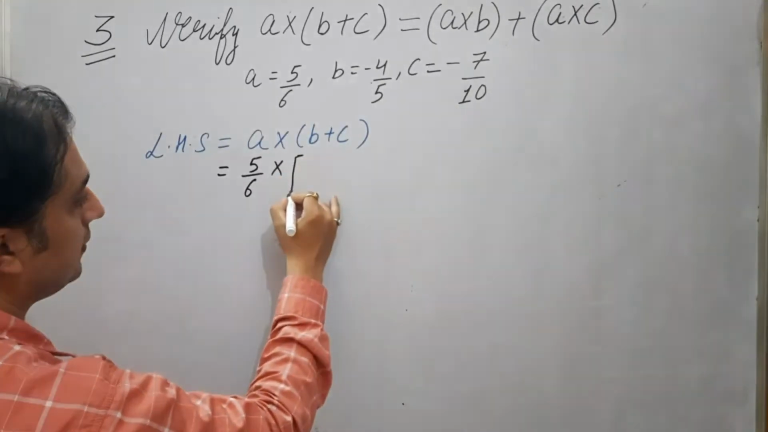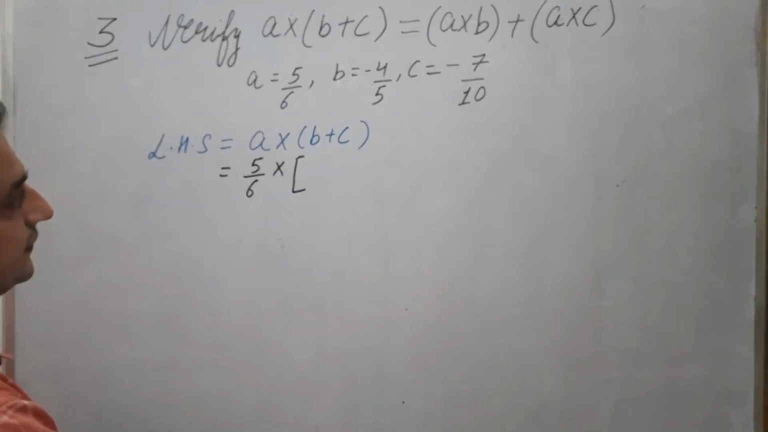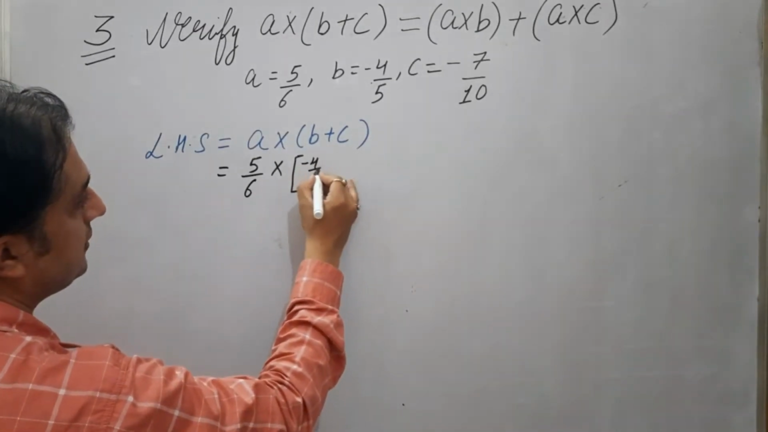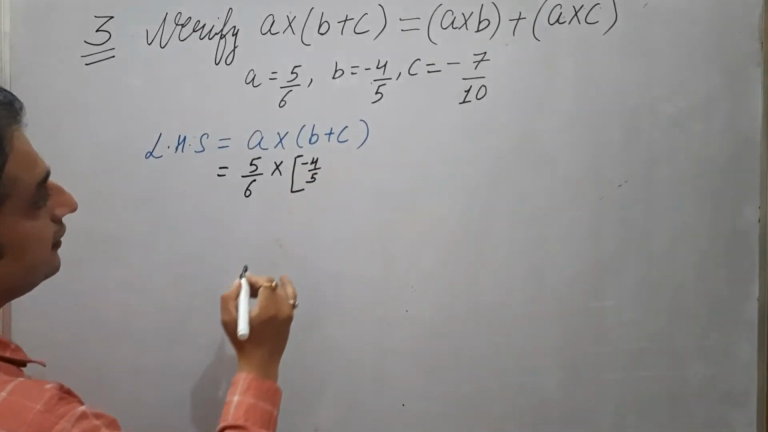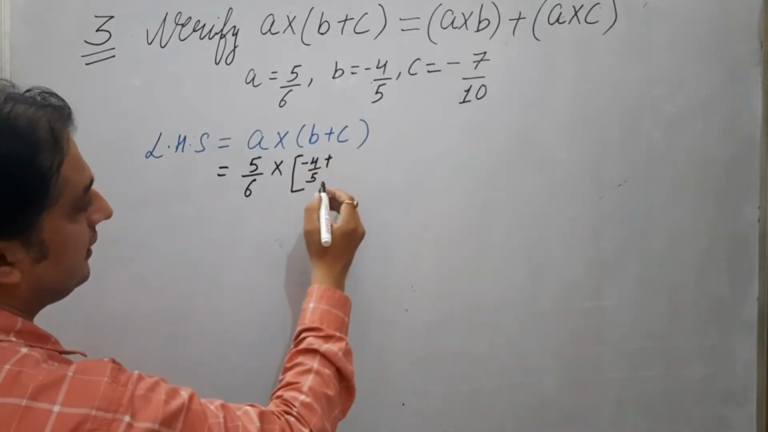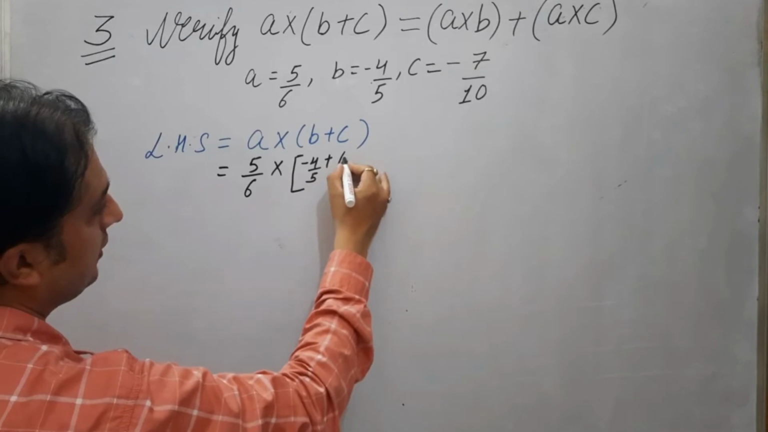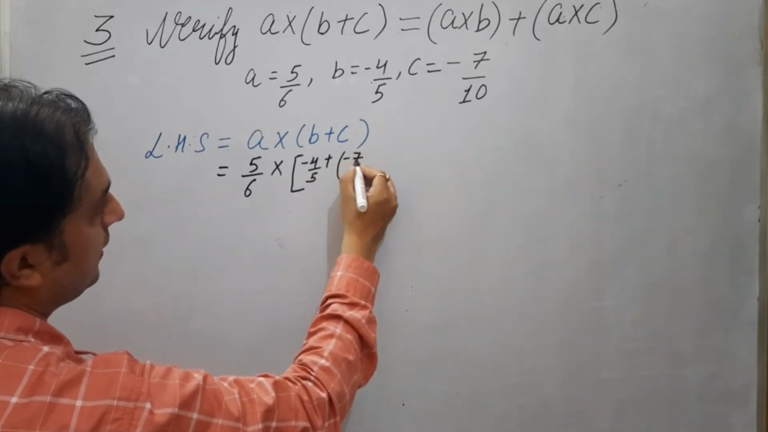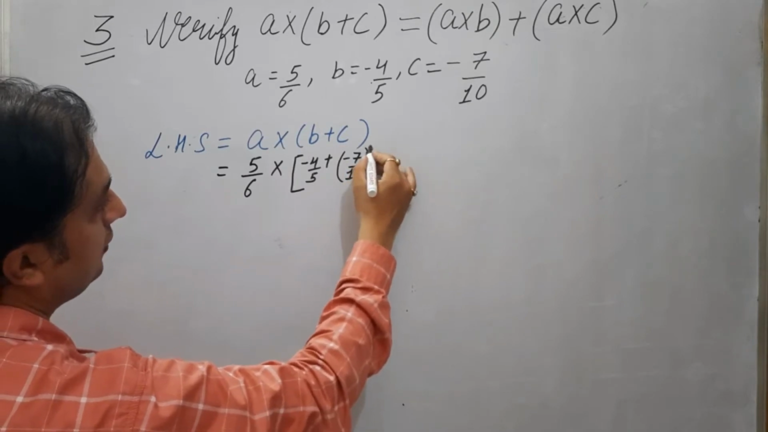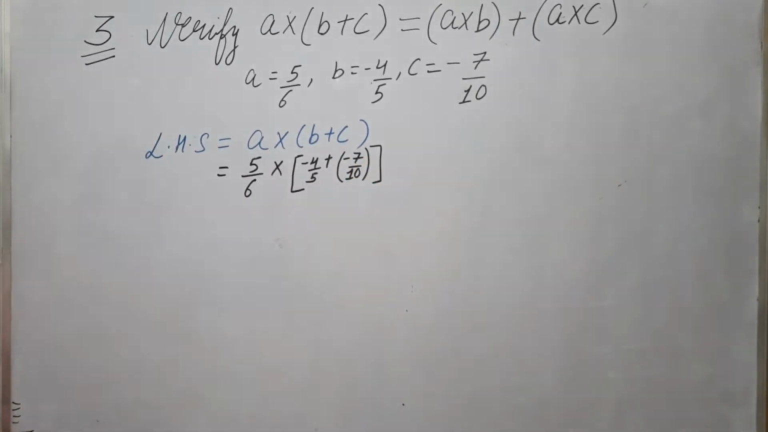So I will firstly place the bracket, then write the negative rational number inside. Plus C. C is again a negative rational number. Again I write it and close the bracket, and finally close with the square bracket. So these are the three rational numbers.